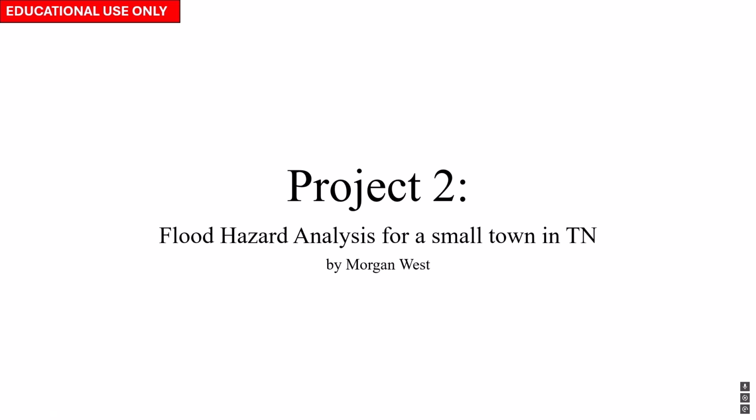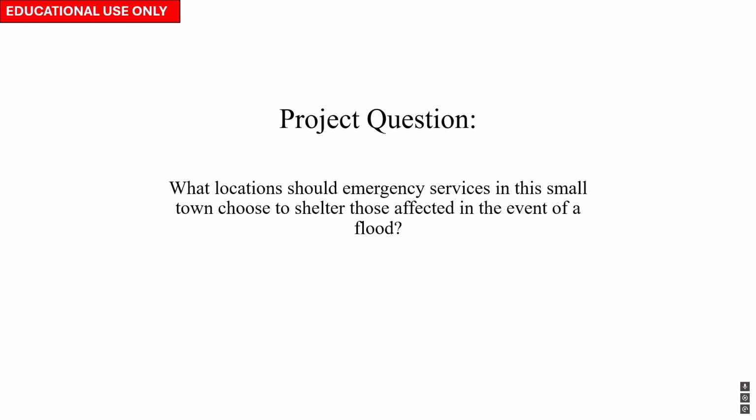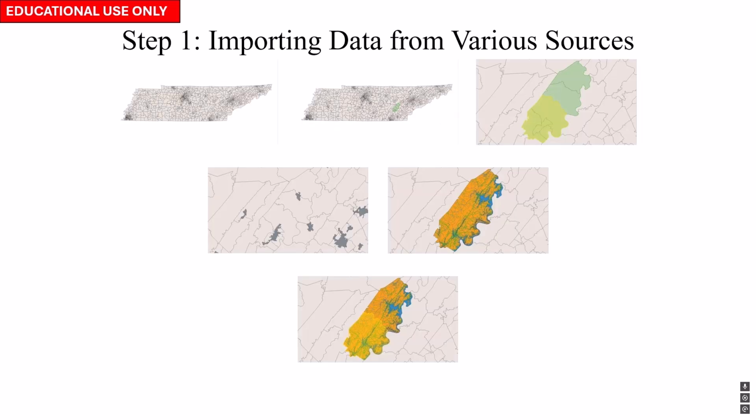My project is an analysis of flooding hazards for a small town in Tennessee. My project question is, what locations should emergency services in this small town choose to shelter those affected in the event of a flood? Now, to answer this question, I had to gather some data.